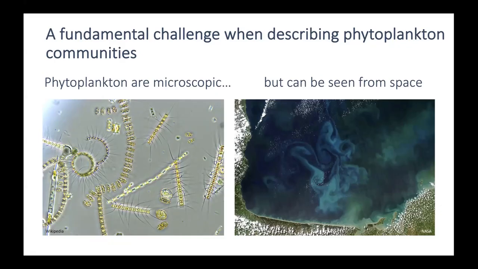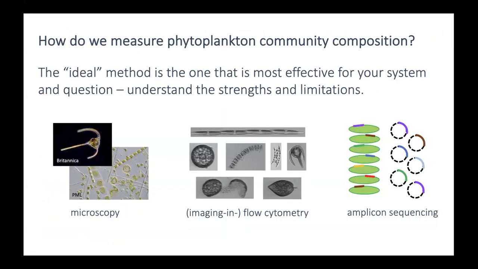So there are a lot of different ways that we can describe phytoplankton community composition, and most of these different methods were employed as part of the EXPORTS cruises, including amplicon sequencing, imaging and flow cytometry, and some of these more traditional microscopy methods that give us a longer history into the observations of phytoplankton communities. And so I always like to say the ideal method for doing this is the one that's going to be most effective for your system and your question.